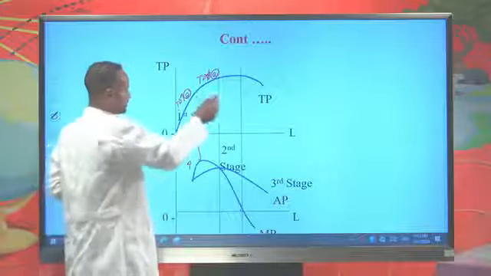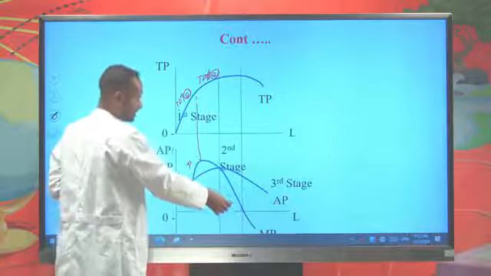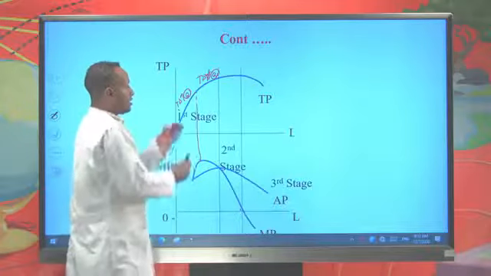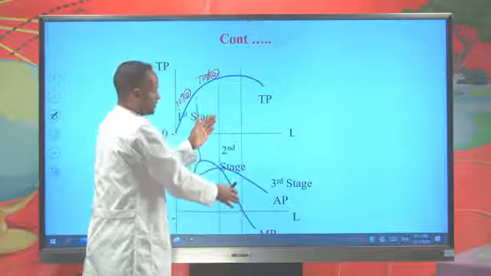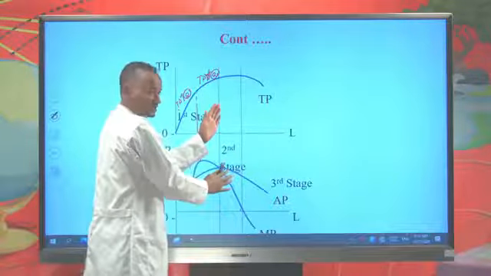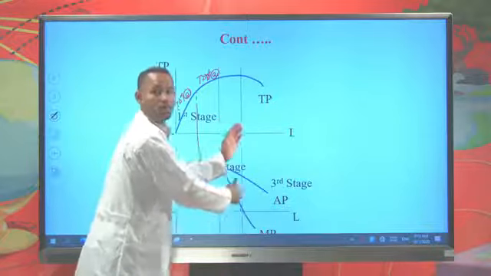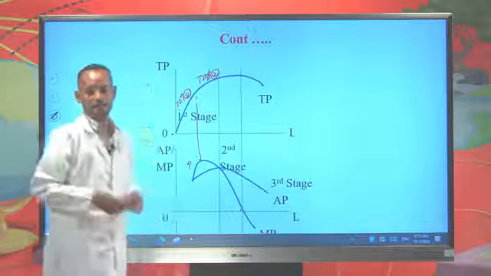At this point, the total product curve reaches its maximum, and whenever TP reaches its maximum, MP is 0. And beyond this point, the total product curve is declining, and whenever TP declines, you are asked to tell something about the pattern of the MP beyond this point. So whenever TP declines, MP is negative.